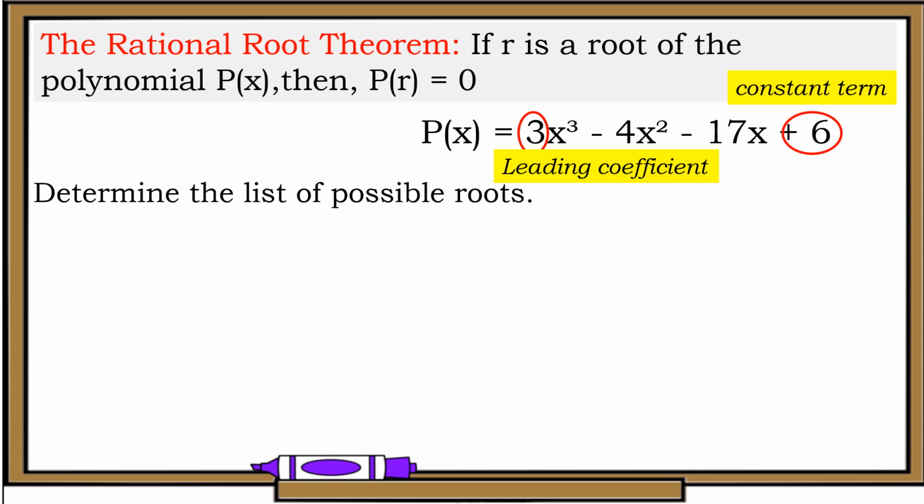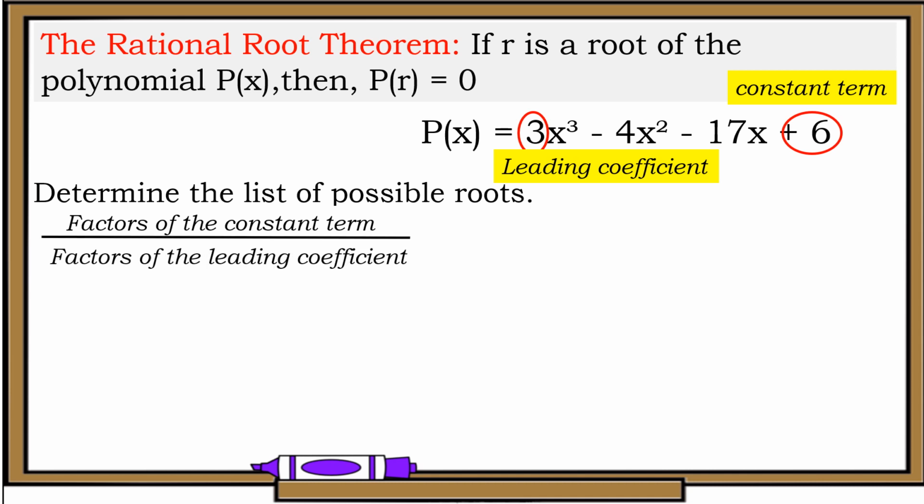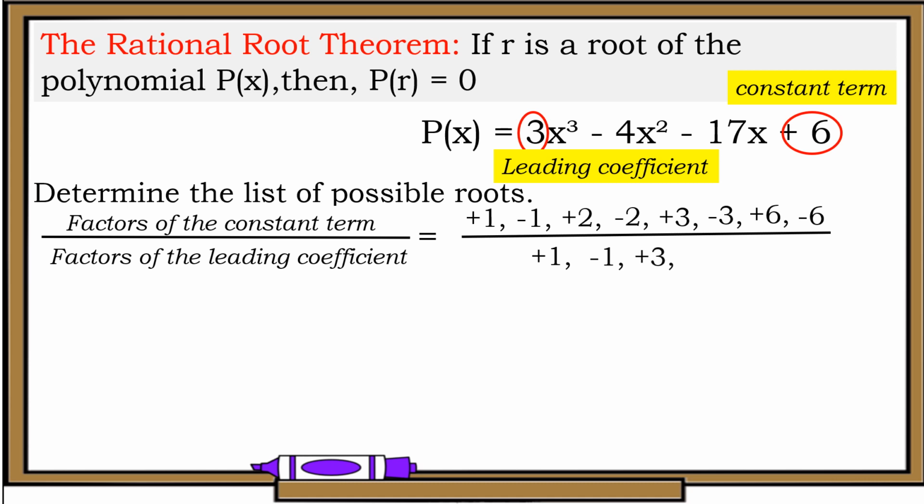Determine the list of possible roots. To get the list of possible roots, let us get the factors of the constant term and divide each by the factors of the leading coefficient. Our constant term is 6, and the factors of 6 are positive 1, negative 1, positive 2, negative 2, positive 3, negative 3, positive 6, and negative 6. And the factors of the leading coefficient, we know that the leading coefficient here is 3. The factors are 1, negative 1, positive 3, and negative 3.